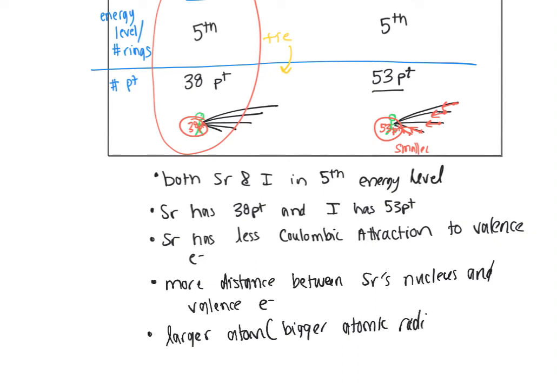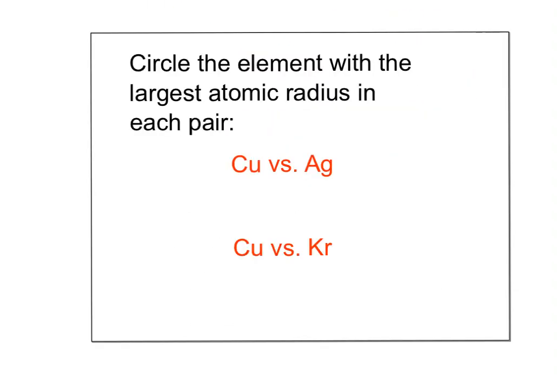Okay, let me just read this over, make sure it makes sense. Notice I'm talking about both. Strontium and iodine are in the 5th energy level. Strontium has 38 protons, iodine has 53. Strontium has less Coulombic attraction to the valence electrons. More distance between strontium's nucleus and the valence electrons means it's a larger atom. Yep, that makes sense. All right, last one. Pause this video for me. I want you to try these ones on your own.